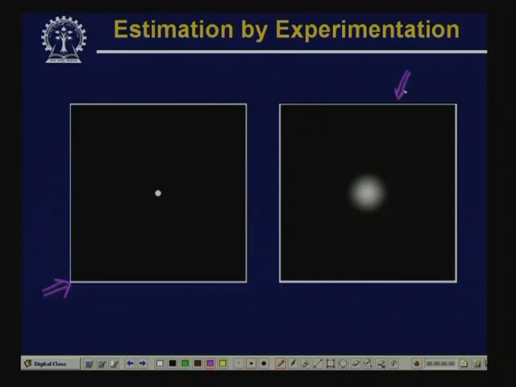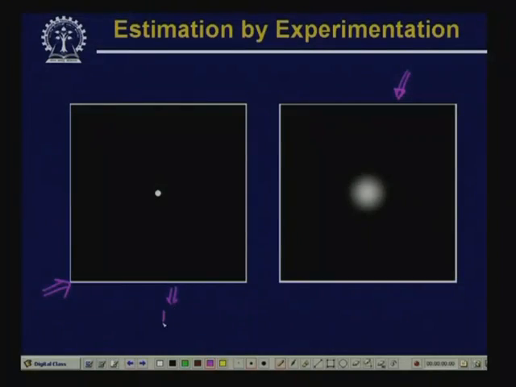On the left hand side, what is shown is one such simulated impulse, and on the right hand side we have the response to this impulse as recorded by the imaging device. Now, if I take the Fourier transform of this, it is going to give me F(u,v), and if I take the Fourier transform of this, it is going to give me G(u,v).